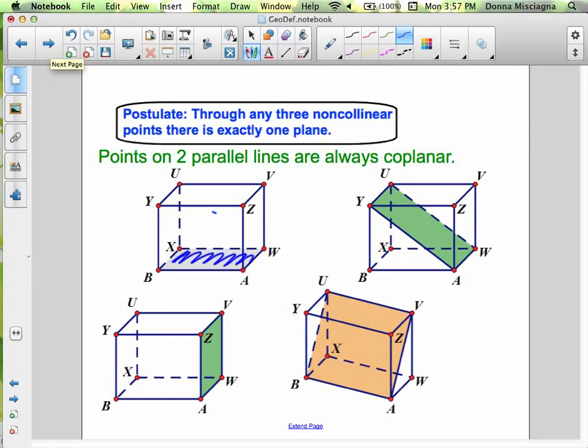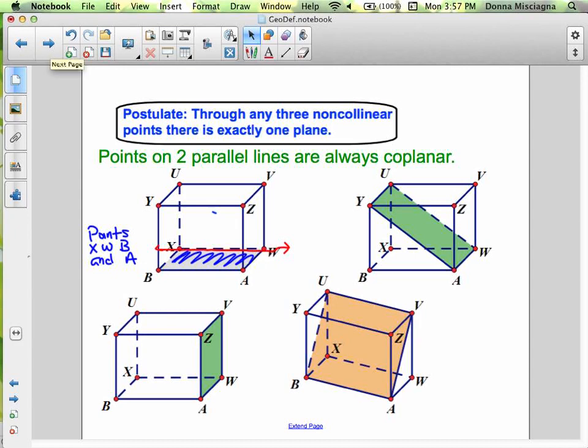All right. So points X, W, B, and A, they are coplanar. The reason that they have to be coplanar, right, this is a rectangular prism. We have a line there, line XW. We have a line here, line AB.